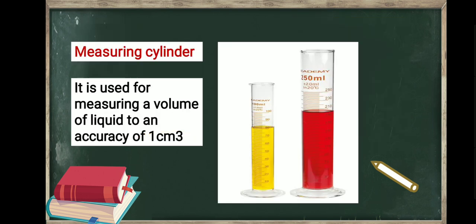The next one is the measuring cylinder. It is also of various sizes, and it is used for measuring a volume of liquid to an accuracy of 1 centimeter cube. Means you can measure the volume down to 1 centimeter cube in a measuring cylinder, and the upper value can be 100, 250 or 500 ml. They can be of various sizes, but the lowest value is 1 centimeter cube.